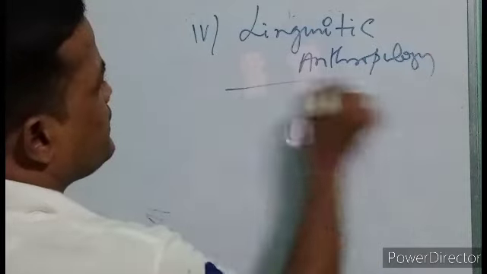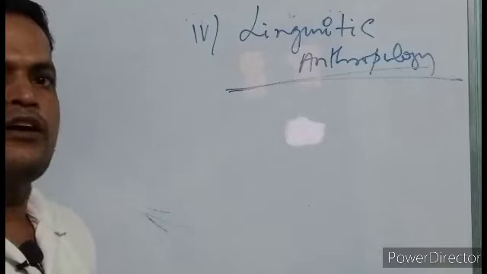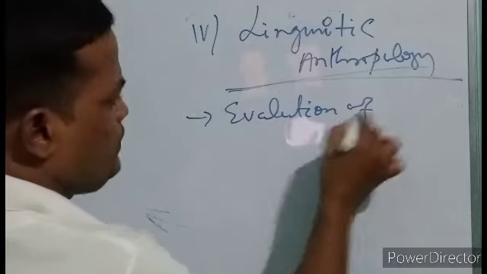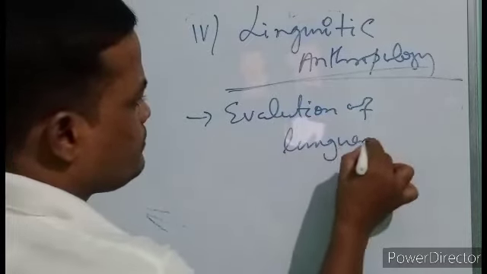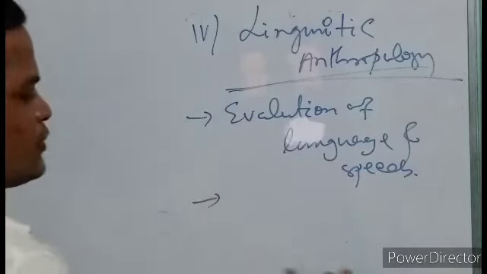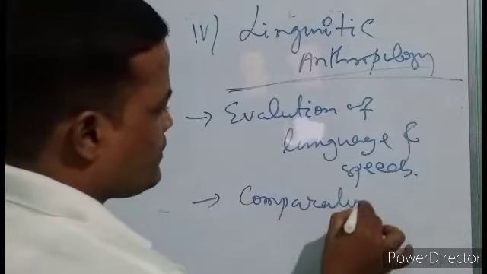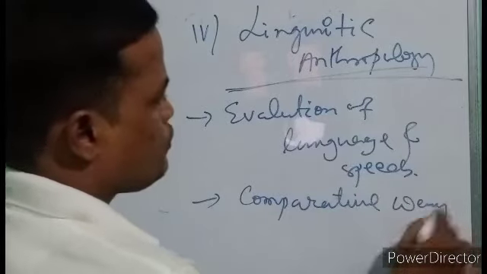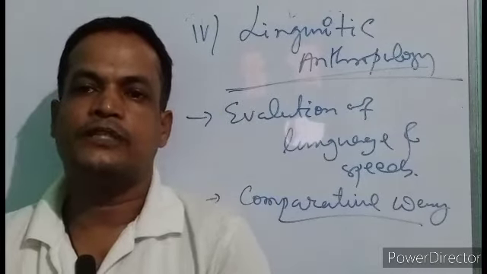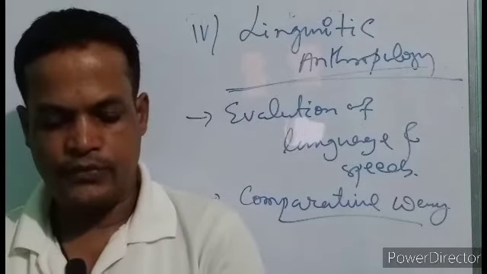It is regarded as a separate branch of anthropology which primarily focuses on the evolution of languages, the evolution of language and speech. At the same time, it studies the different languages in a comparative way. So the evolution of speech and language is another aspect of studies, which is called linguistic anthropology.